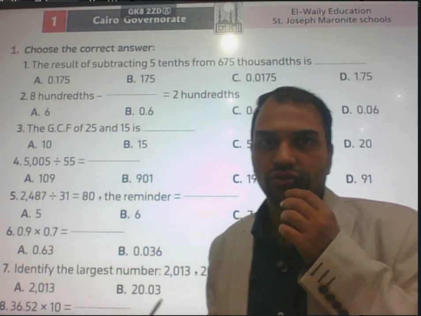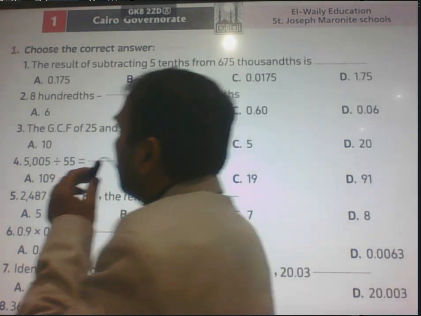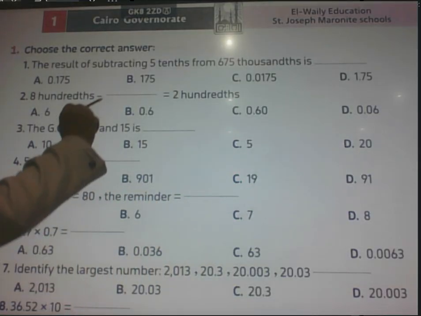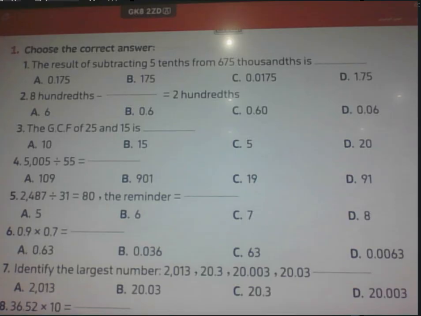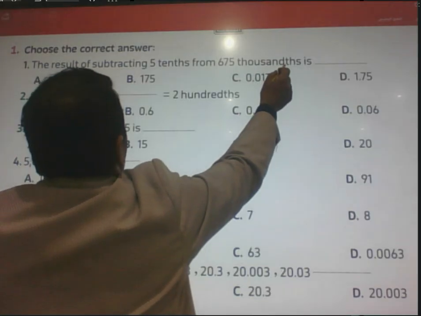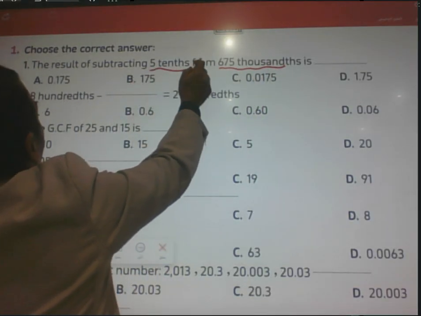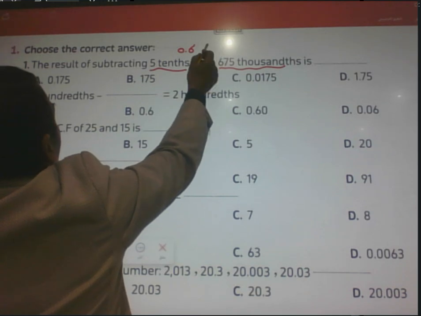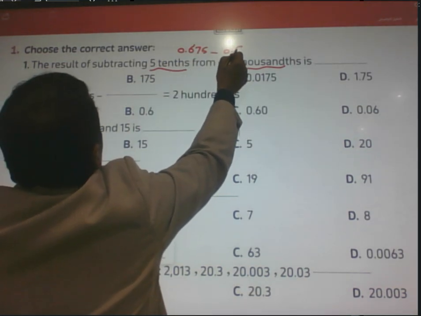Okay, look with me at the first question. Choose the correct answer. Number one, the result of subtracting 5 tenths from 675 thousandths equals what? Okay, we can find the difference. This number is the minuend, and we subtract 5 tenths. We can write this number, 675 thousandths, subtracted by 5 tenths.